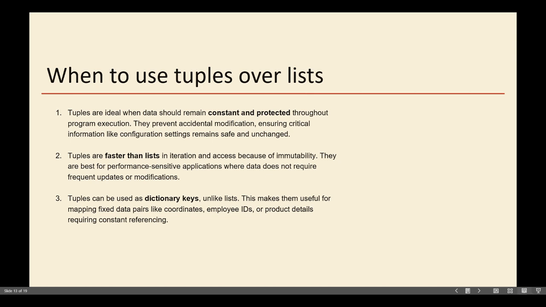Functions often return multiple values using tuples. Since tuples are immutable, the returned data remains secure from accidental modification, making them reliable for returning structured records, grouped results, or aggregated computations.